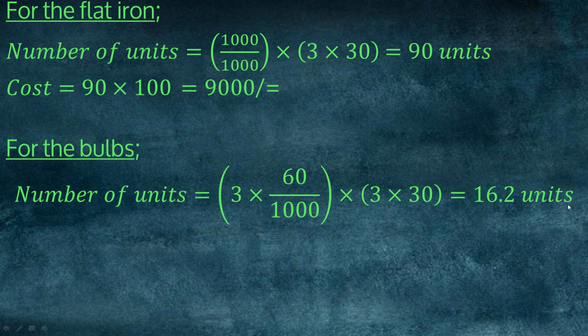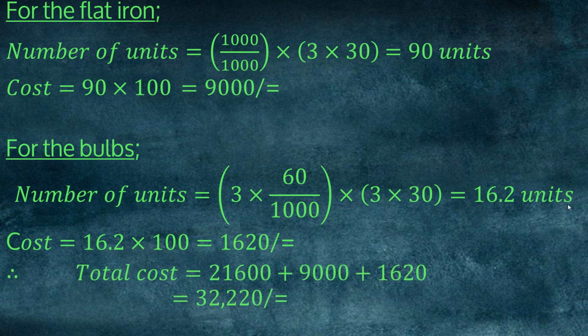Please, you are free to pause and go back and watch this video again so that you understand these calculations. Actually, you can even go back and calculate on your own and compare with these answers and see whether you end up with the same results. So the cost of running the bulbs is going to be the units 16.2 times the unit cost, which is 100, and you end up with 1,620 shillings. So the total cost will be the cost of running the kettles, 21,600 shillings plus 9,000 for the flat iron, and then plus for the bulbs, which is 1,620. So we shall have a total bill of 32,220 shillings handed to us at the end of the month.